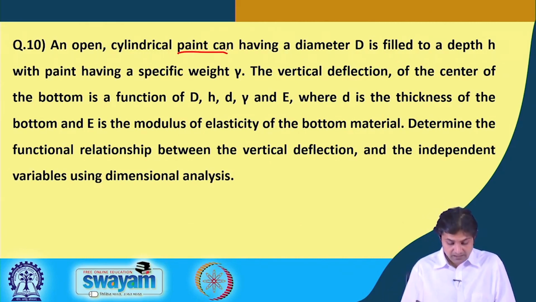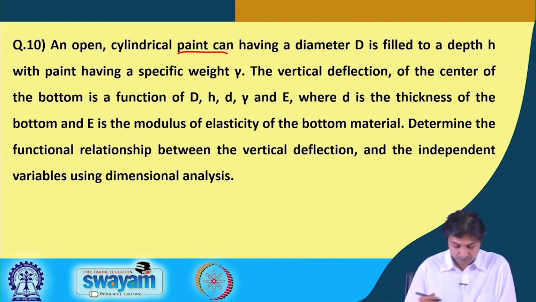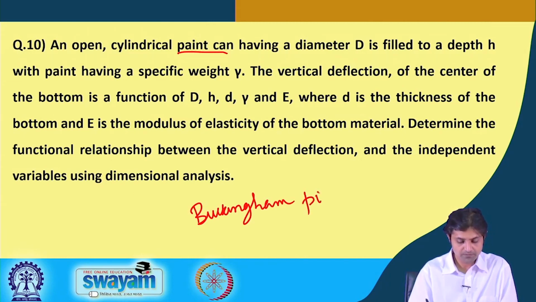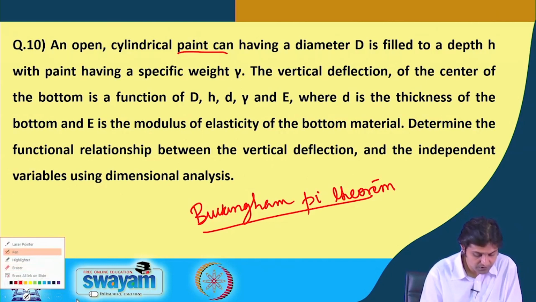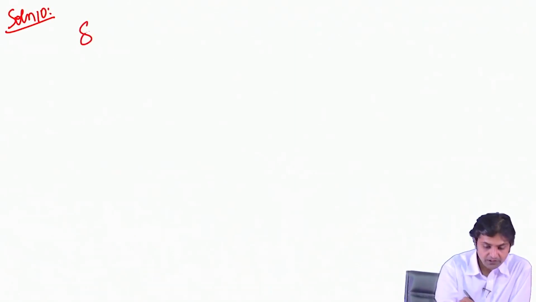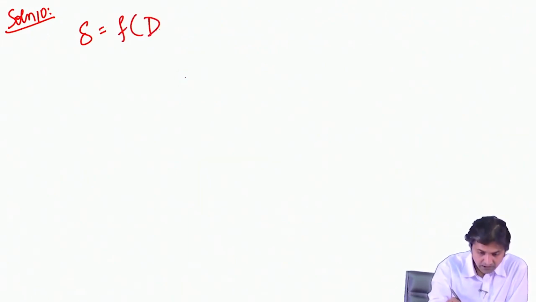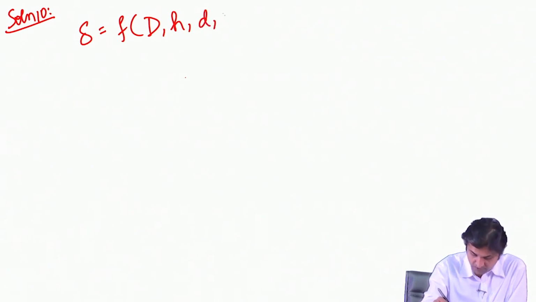So, this is a classical example of, I mean we can actually go a little fast here, because in the two questions we have clearly laid down the procedure. But you see even in such complex cases where a lot of new terms are there, we can use Buckingham pi theorem for this again. So, how we do this is we go to solution 10. So, we have seen that according to the solution, vertical deflection delta is a function of D, h, d, gamma and E.